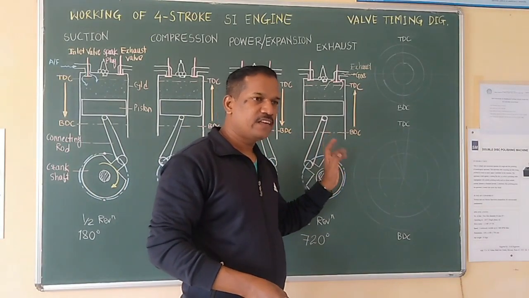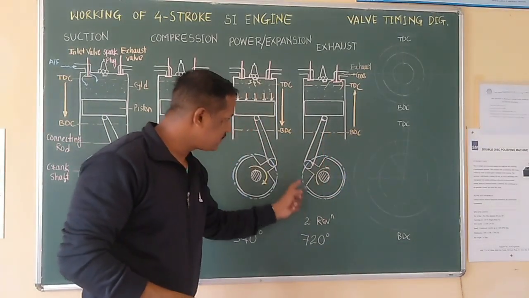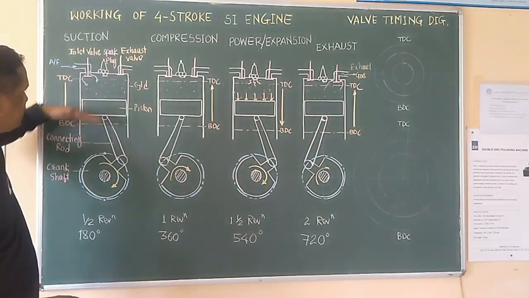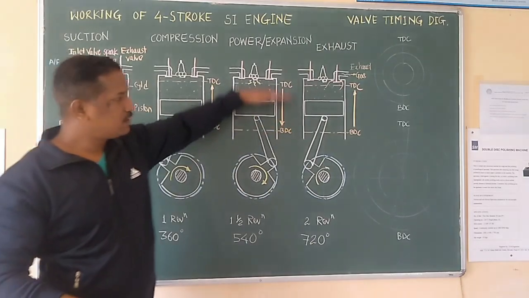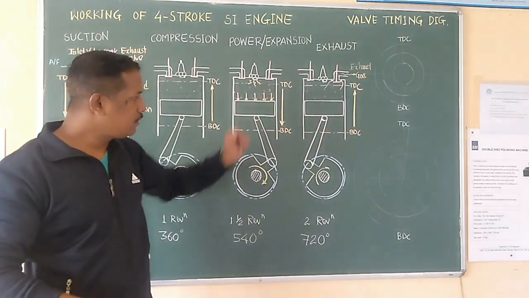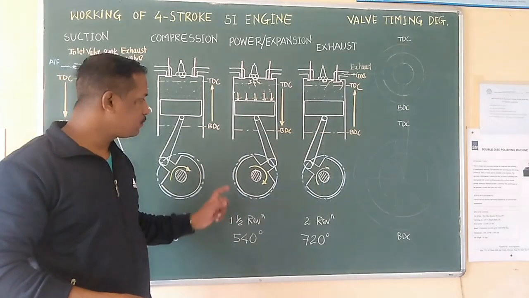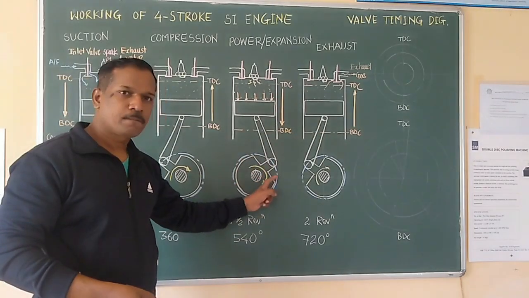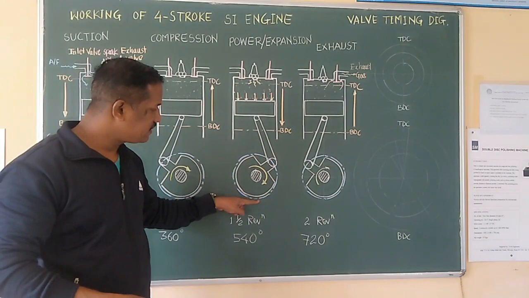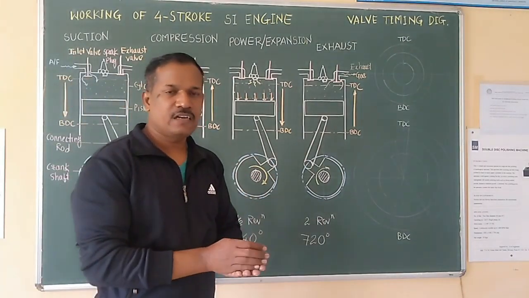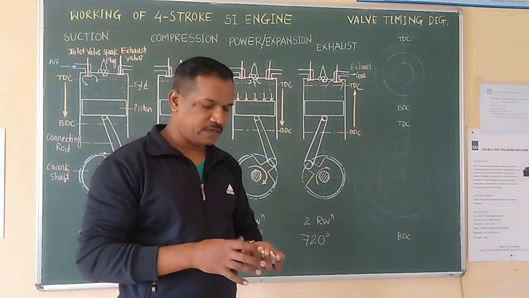always considered with crank rotation. Here we are saying TDC, BDC, piston-wise, stroke-wise. So 4 strokes, correct? But when we are drawing a valve timing diagram, we have a circle. So TDC is at top, BDC is at bottom. So we will check out first the theoretical and then the actual valve timing diagram.